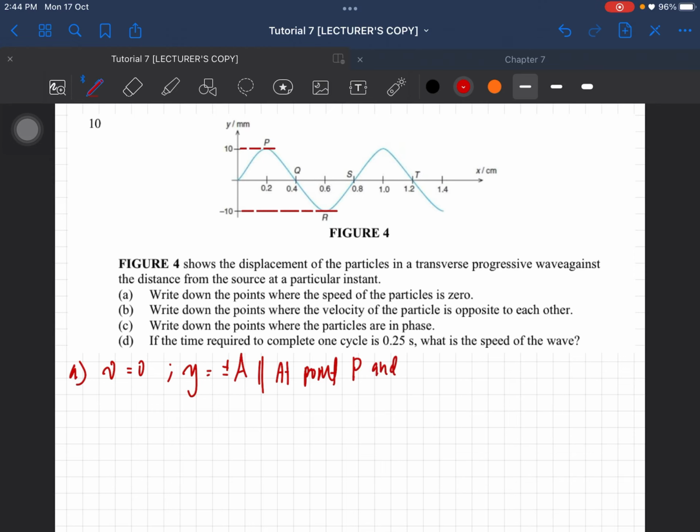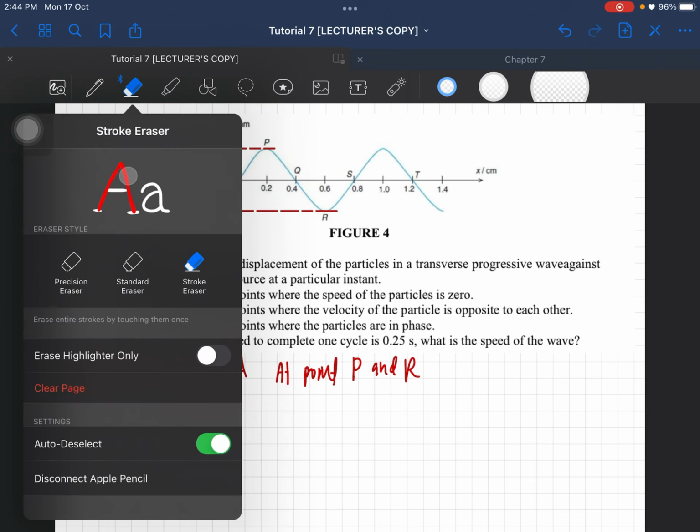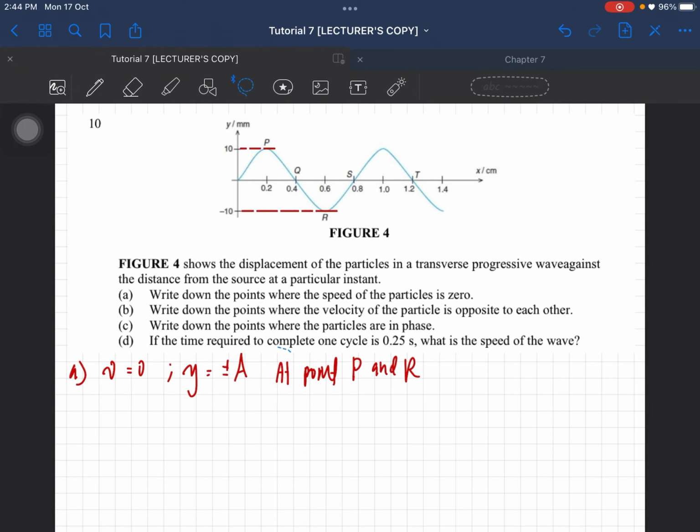P and R. Okay, so let me just redo this one because it's actually very disturbing. Oops, sorry.